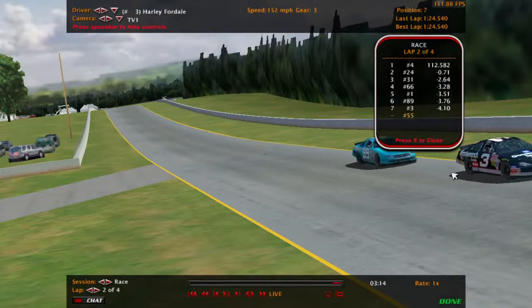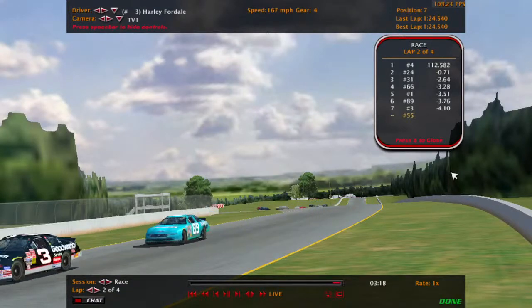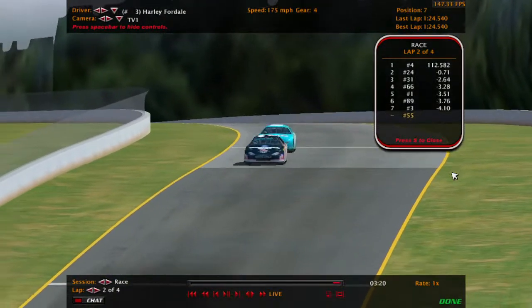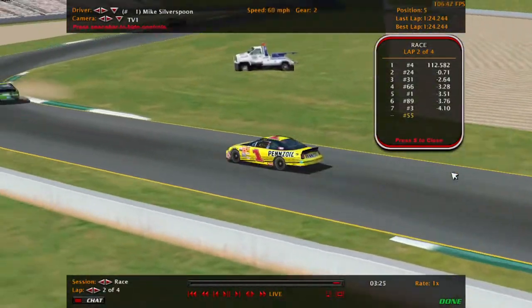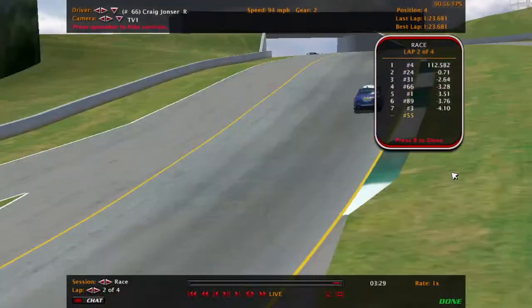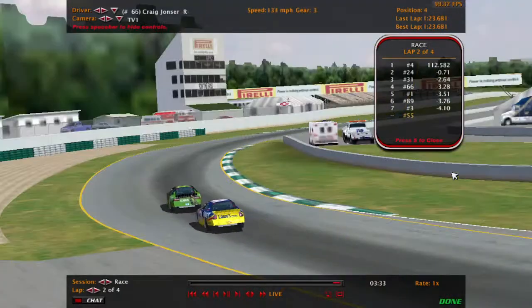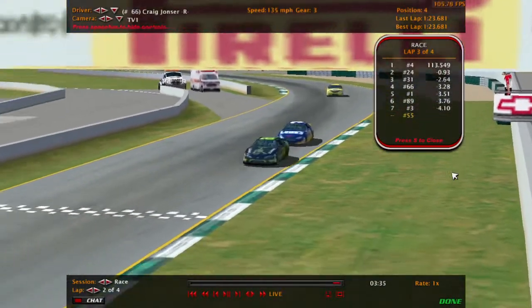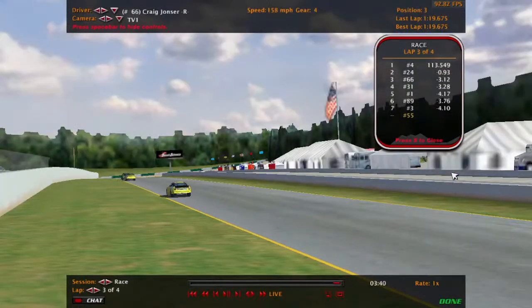But again, it all comes down to... Ooh, wow, 31 goes wide there. 66 is going to get that spot up to 3rd position. And that's a good move. So the 66 is up to 3rd.